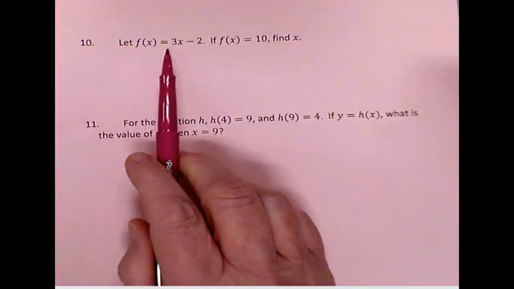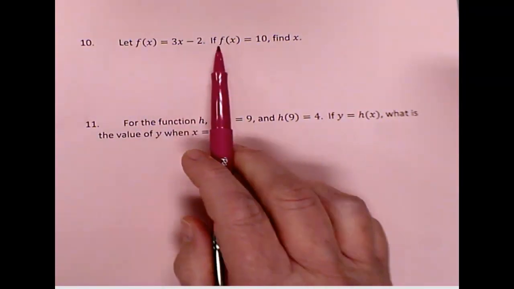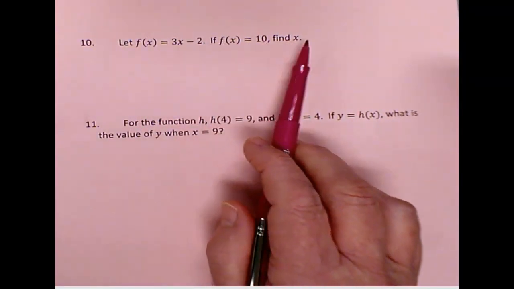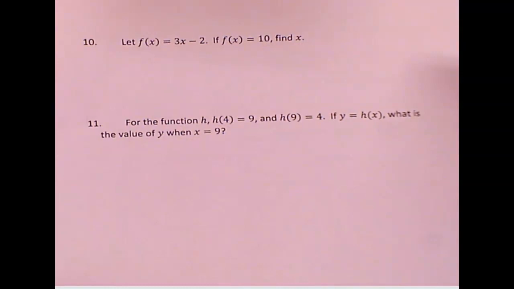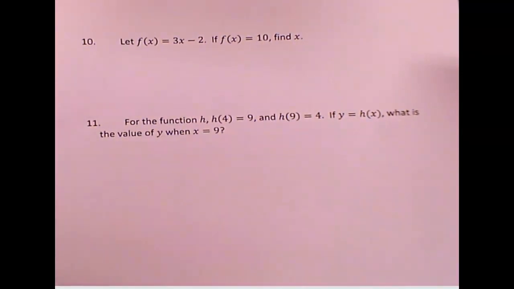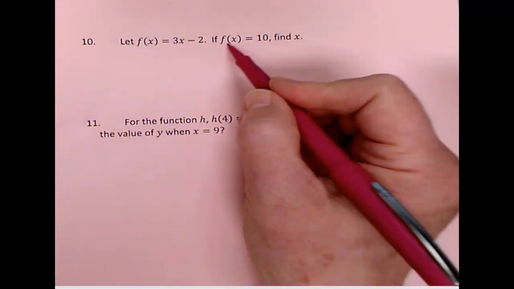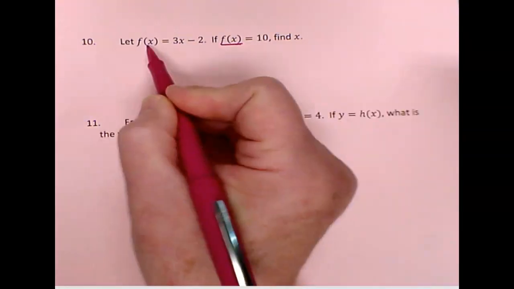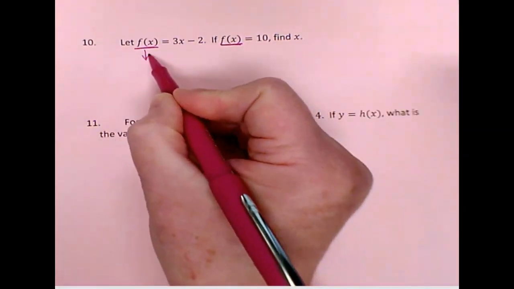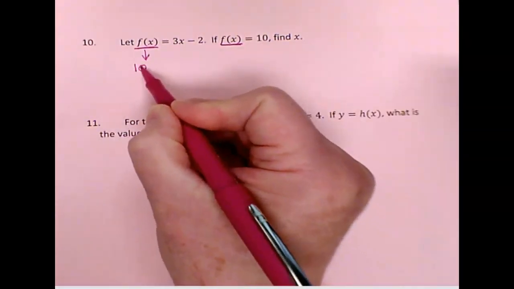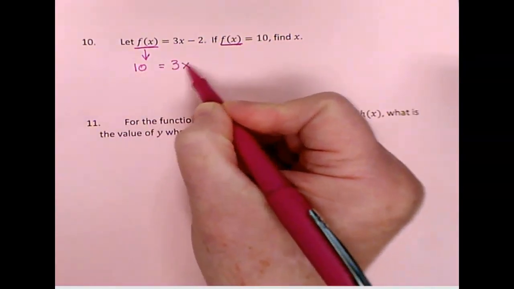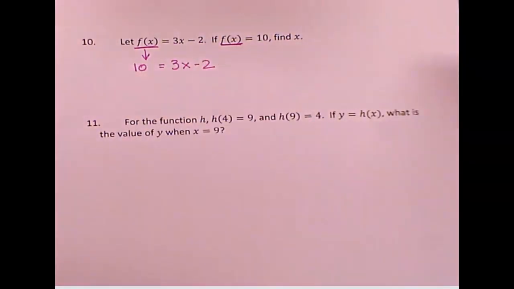Let f of x equals 3x minus 2. If f of x equals 10, find x. This problem does not give me an x to plug in. This problem gives me an f of x to plug in. This is equal to the 10. Can you solve this for x?